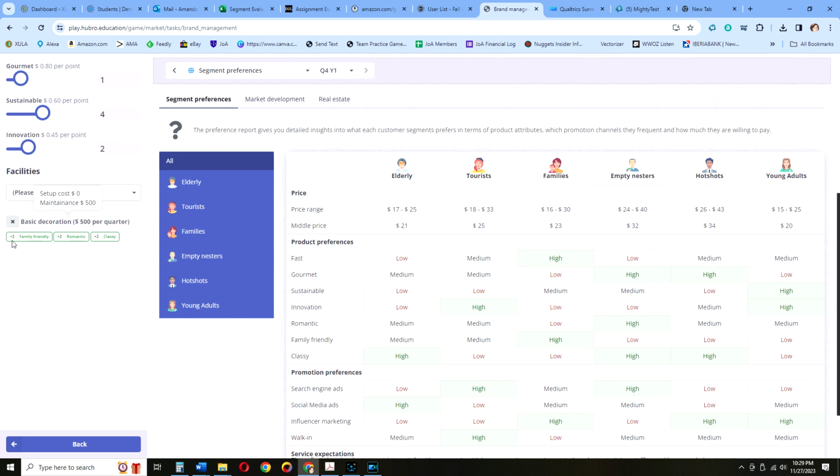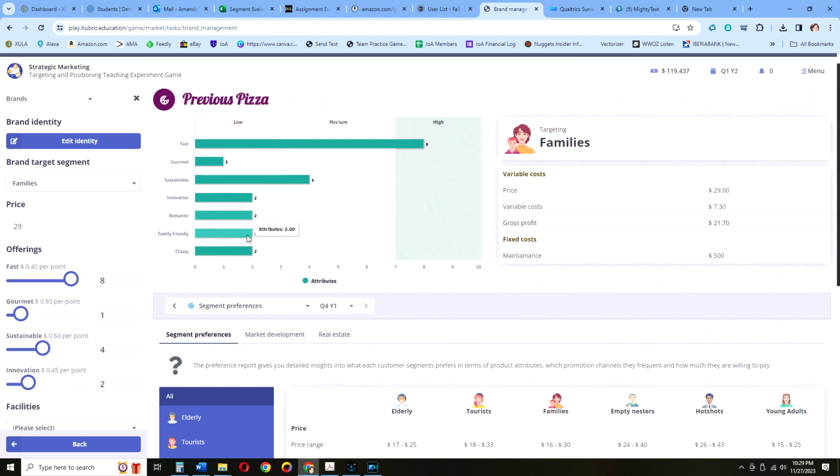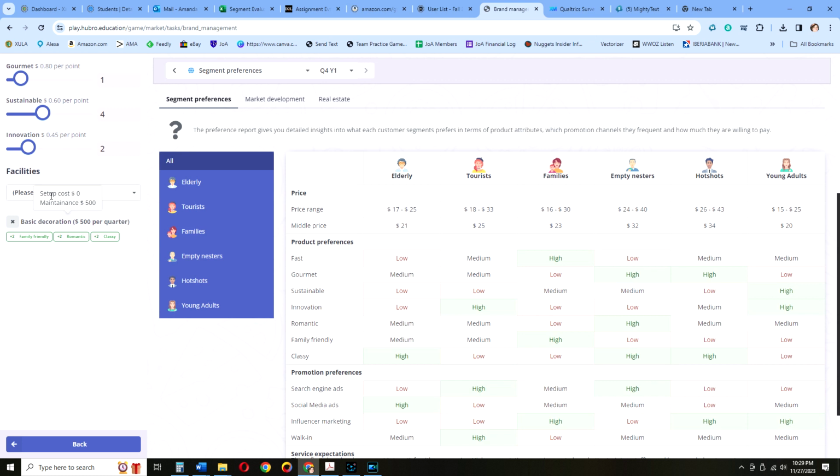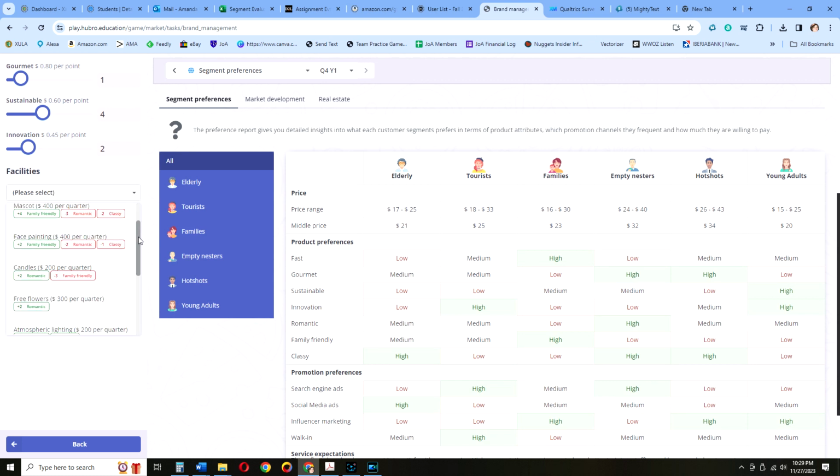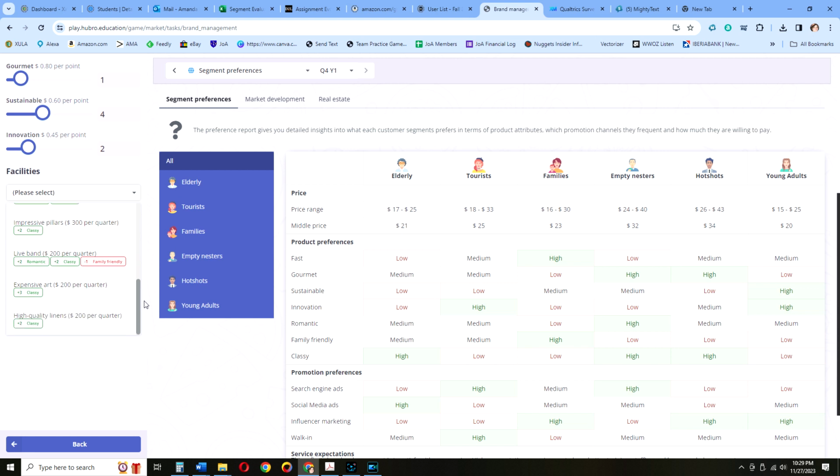So notice this +2, that tells us that purchasing the basic decoration package buys us 2 rating points for family friendly. And here we have the level 2. So we need to bring that to 10. So we need to look in here for facilities features that will make it more family friendly. And it tells you exactly how many points you get for that per quarter cost.